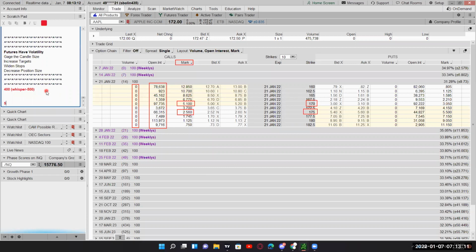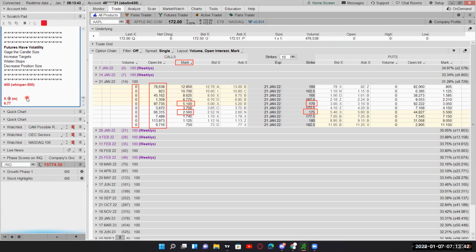The 170 is $5.10, right? That's the mid or the mark. In a $2.50 move in Apple, what would this thing pay me, right? How much could I anticipate in a $2.50 move if I'm right and it moves in the right direction? 6.77 would be the payout if we move $2.50 in the right direction.